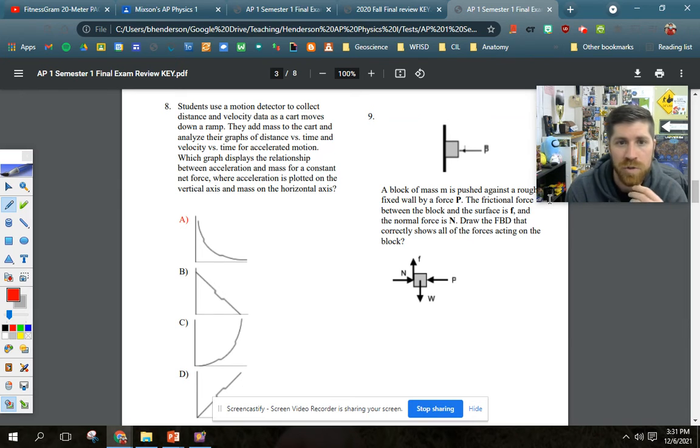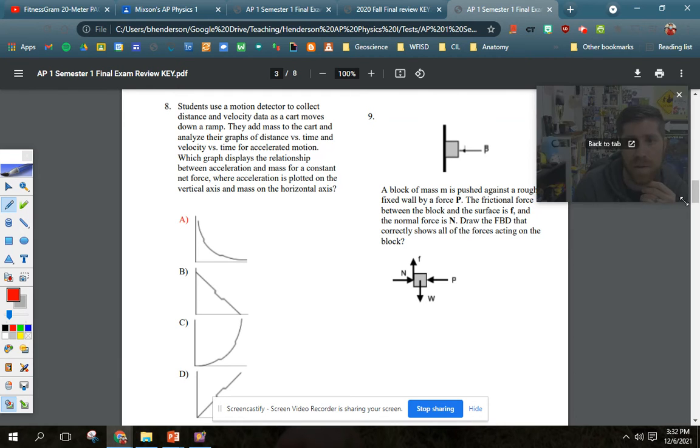Here's a free body diagram showing a person pushing a block against a wall. So if I push into the wall, it's pushing back on me. That's the normal force here. Up, opposing the gravitational force, would be the force of friction on the wall. Just like if I was leaning on the wall, it's going to try to help me not slide down by opposing it and holding friction up.